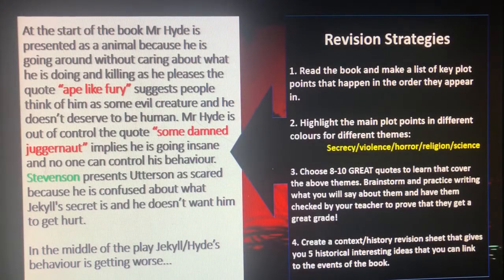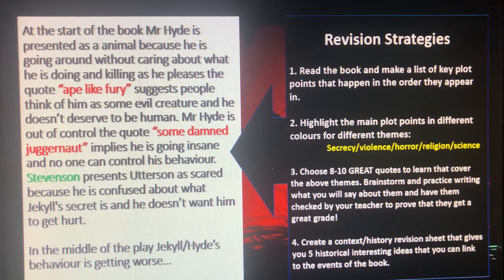Which brings me on to revision strategies that you could use. 1. Read the book and make a list of key plot points that happen in the order they appear in. Highlight these plot points in different colours for different themes: secrecy, violence, horror, religion, science. 2. Choose 8 to 10 great quotes to learn that cover the above themes.